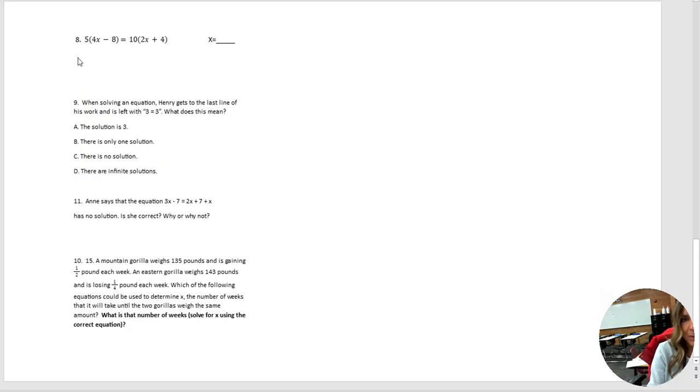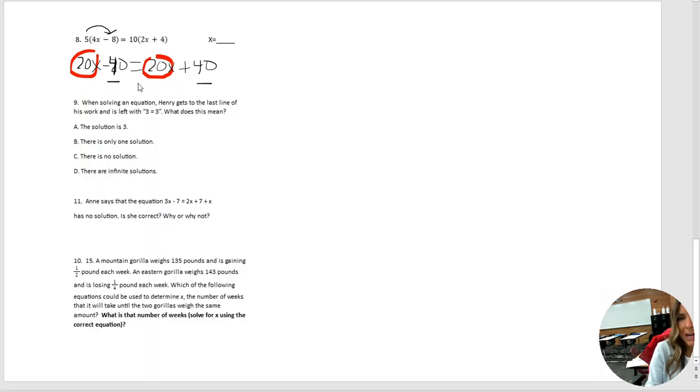We're going to distribute the 5, which is 20x minus 20. On the right, we're going to distribute the 10, which is 20x plus 40. Now, at this point right here, you should recognize that the variable terms on both sides are the same. The number of x's is the same on both sides. Sorry, I did this one wrong. 5 times negative 8 is negative 40. Okay, now my constants are different though, right?